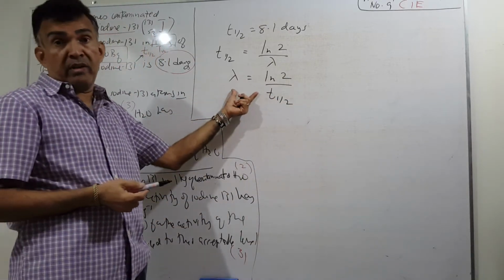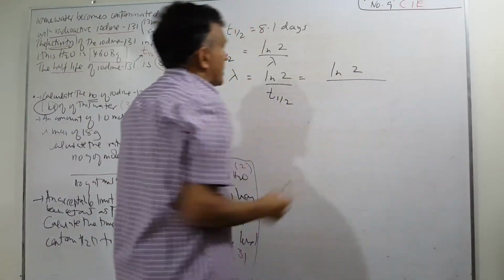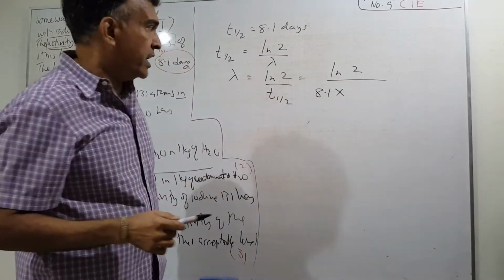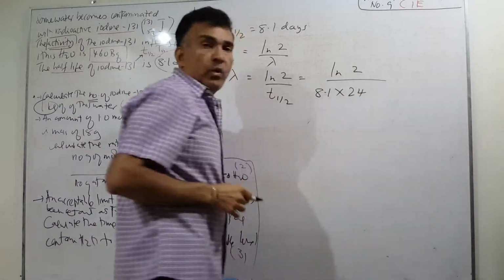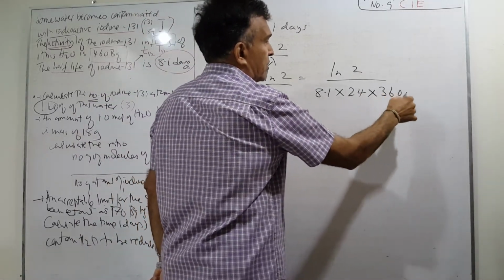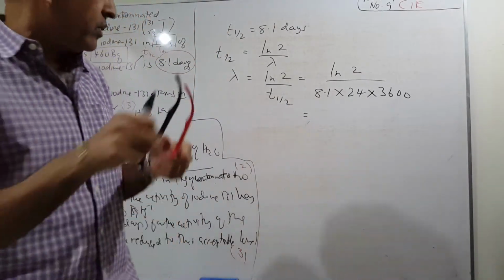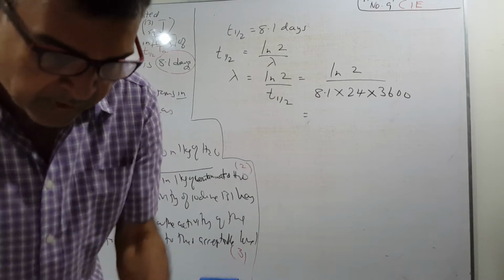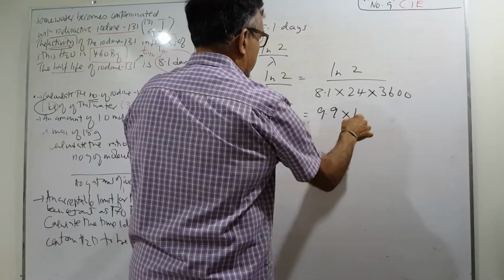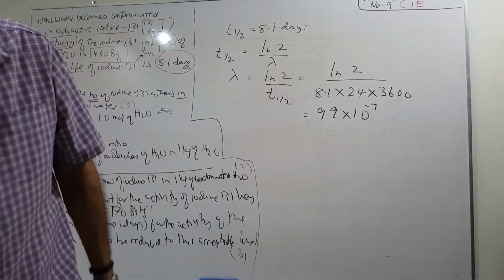Some of you may want to write this formula straight away. Feel free to do so. Now let's work it out. I have ln 2. My half-life is 8.1 days. How many hours in a day? 24 hours in a day. How many seconds in an hour? 3600. So now we can write down lambda. I worked it out, and the value is 9.9 times 10 to the power of -7. That's the value of lambda.